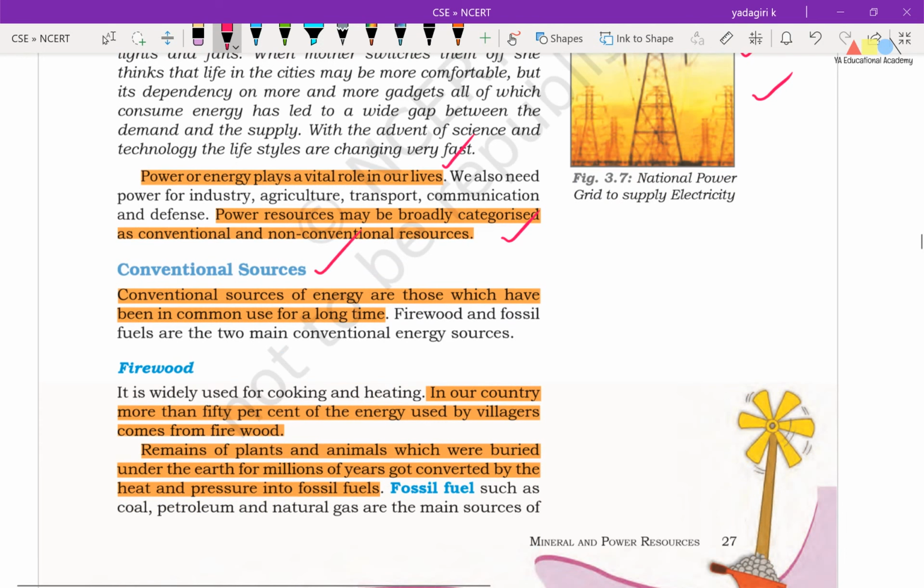Okay, friends, now we will try to understand the conventional resources. The conventional resources of energy are those which have been in common use for a long time. Resources such as firewood and fossil fuels are the two main conventional energy resources. Friends, firewood is widely used for cooking and heating. Friends, in our country, more than 50% of the energy used by villagers comes from firewood.